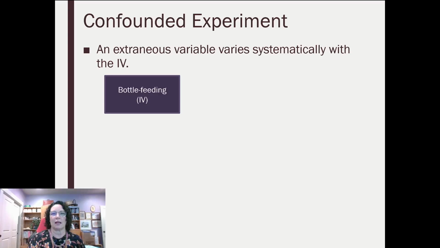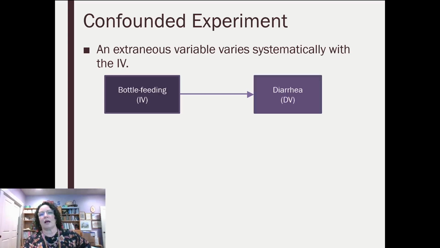So here's an example. Let's say that we have assigned participants to either bottle feed or breastfeed their baby. And in case you're thinking, wait, how do you randomly assign somebody to bottle feed? You can ask them to put, even maybe they wanted to nurse, right? Well, you can put your breast milk into the bottle, right? So we can do it like that. So we've got bottle feeding as the independent variable, and we've got diarrhea as the dependent variable.